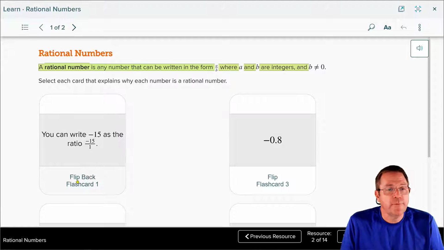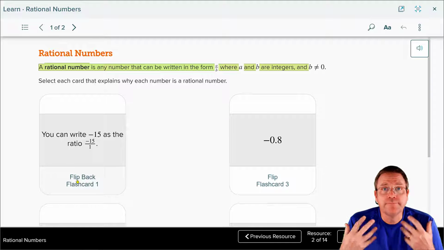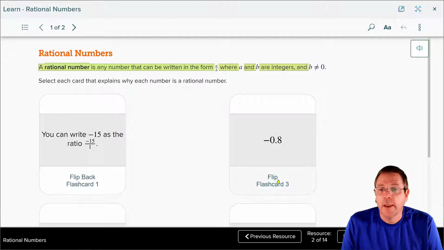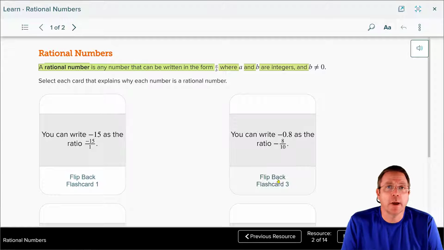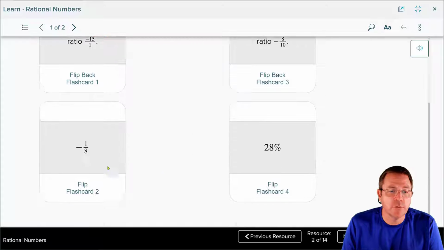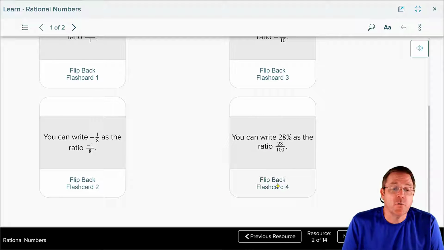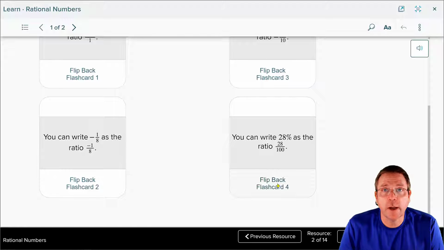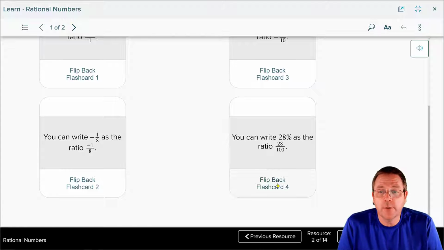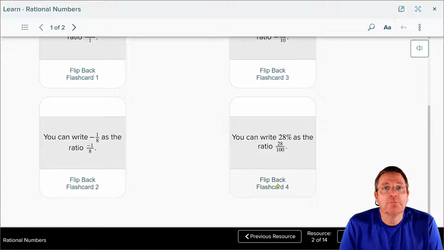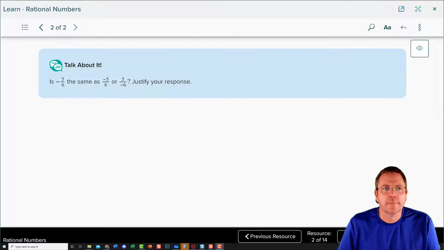So let's see, negative 15, you can write negative 15 as negative 15 over 1. It's rational. Negative 8/10, you can write as negative 8 over 10. It's rational. Negative 1 over 8, it's already written as a fraction, so yep, it's rational. 28%, that's going to be 28 over 100. It's rational. If you can write the number as a fraction, it's going to be a rational number.